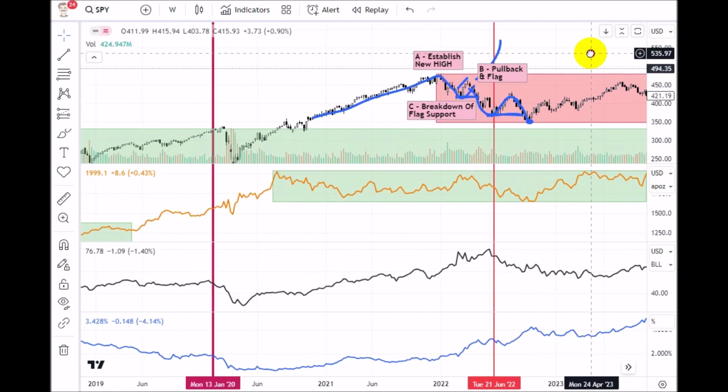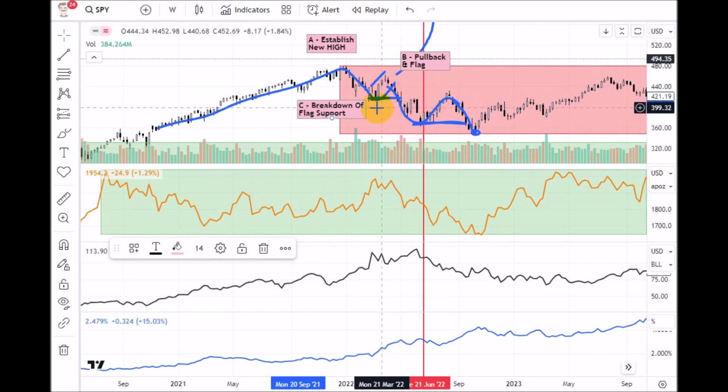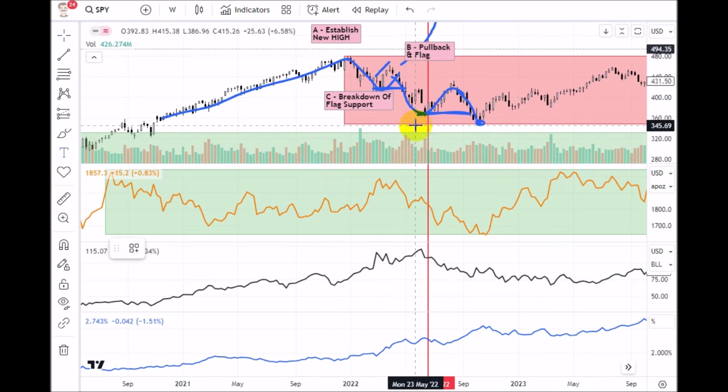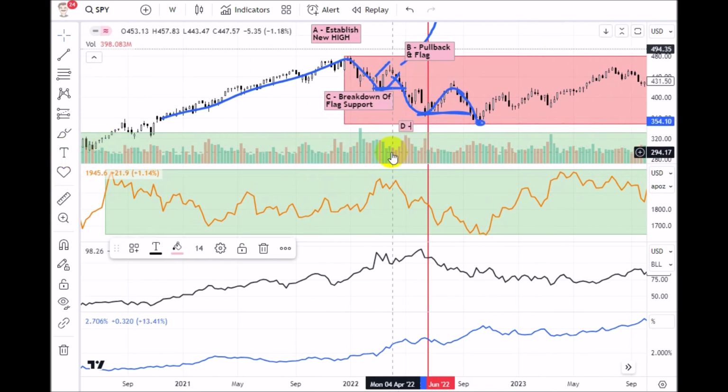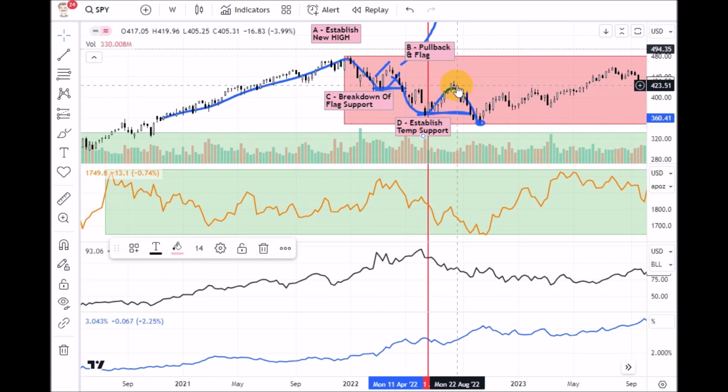In fact, let me drag this over and spread it out a little. Then D becomes, once we get the breakdown of support, D becomes the established temporary support from the breakdown, which is right here. And then normally we waffle around, and then lastly we get the breakdown to the ultimate low, E.